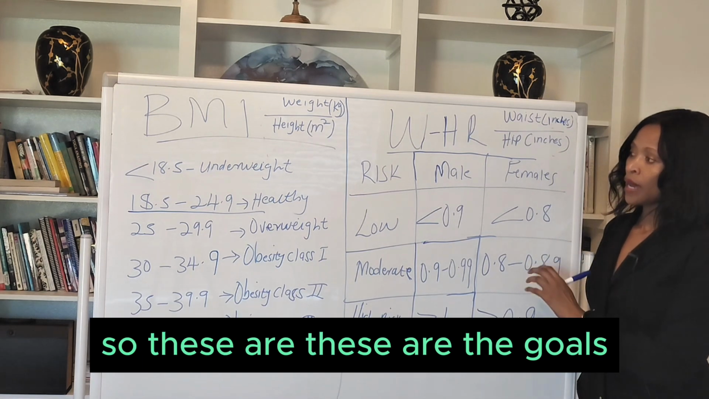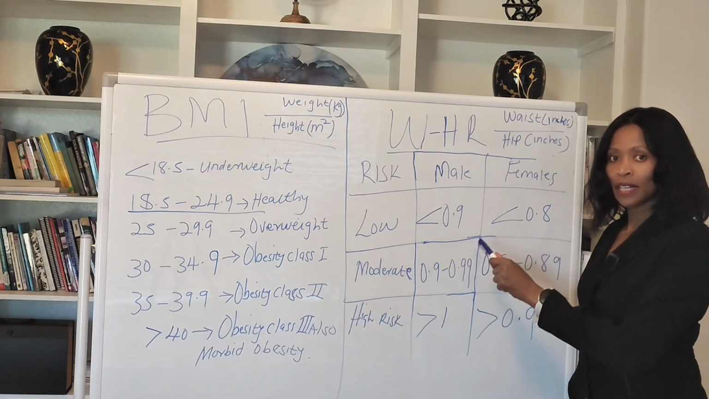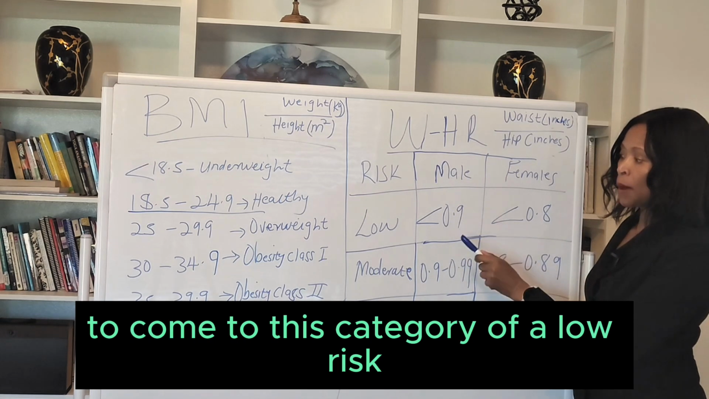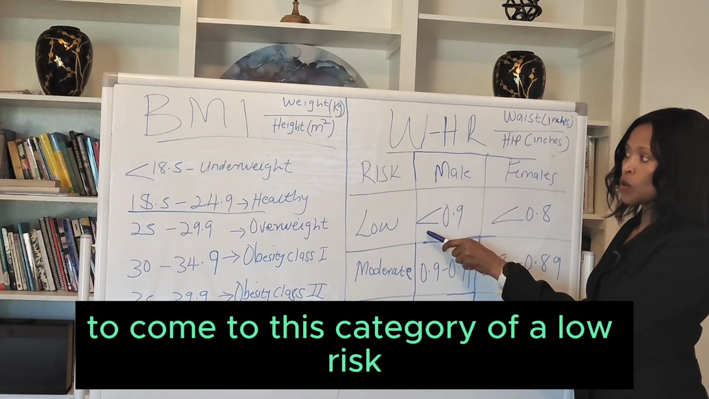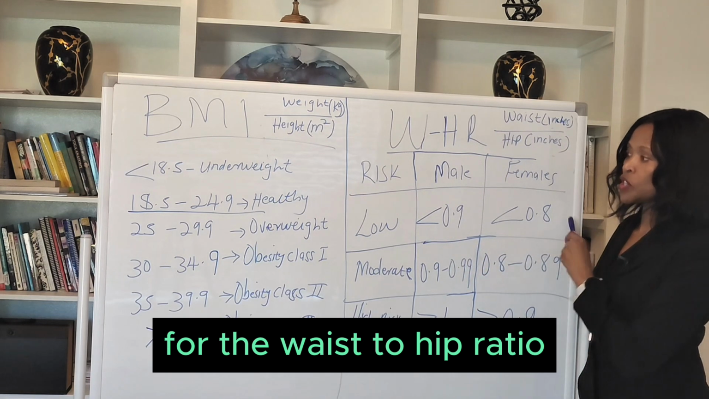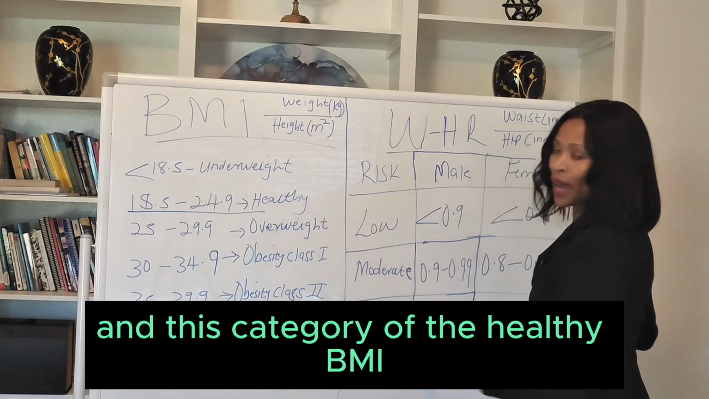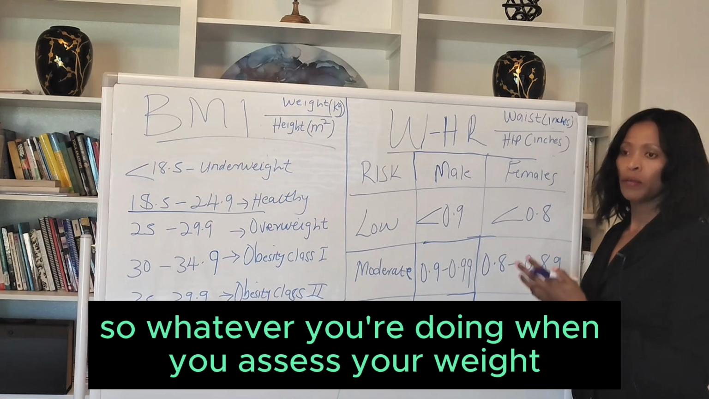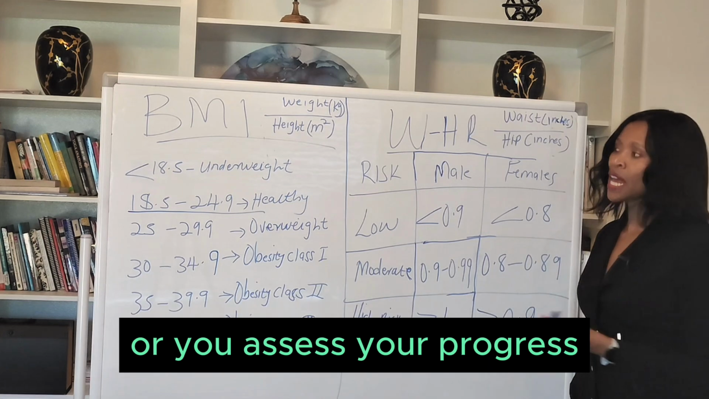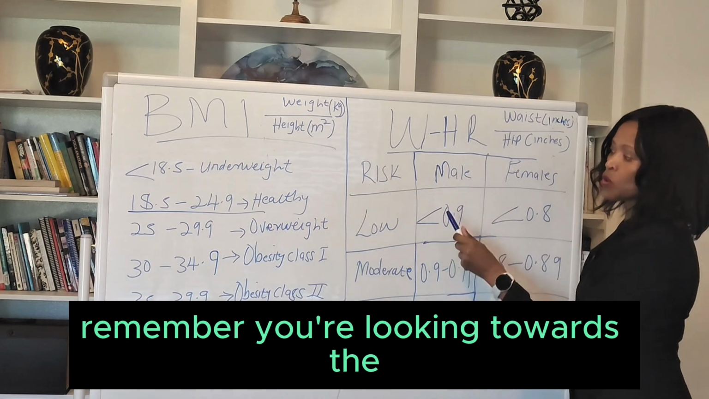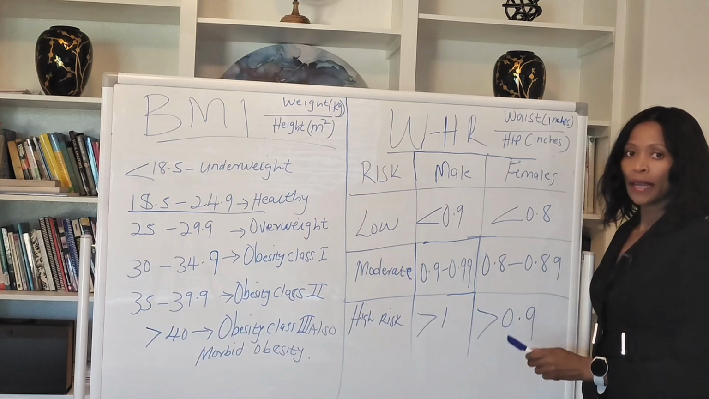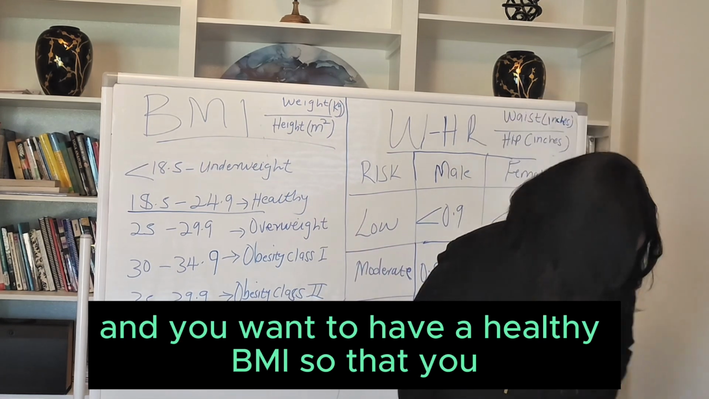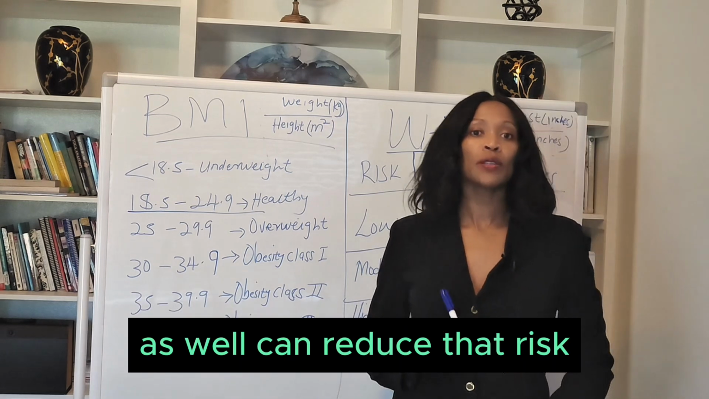So these are the goals. The goal for our weight management is to come to this category of low risk for the waist to hip ratio, and this category of the healthy BMI. This is what we are working for. So whatever you're doing, when you assess your weight or your progress, remember you want to have a low risk for lifestyle related diseases, and you want to have a healthy BMI so that you can reduce that risk as well.